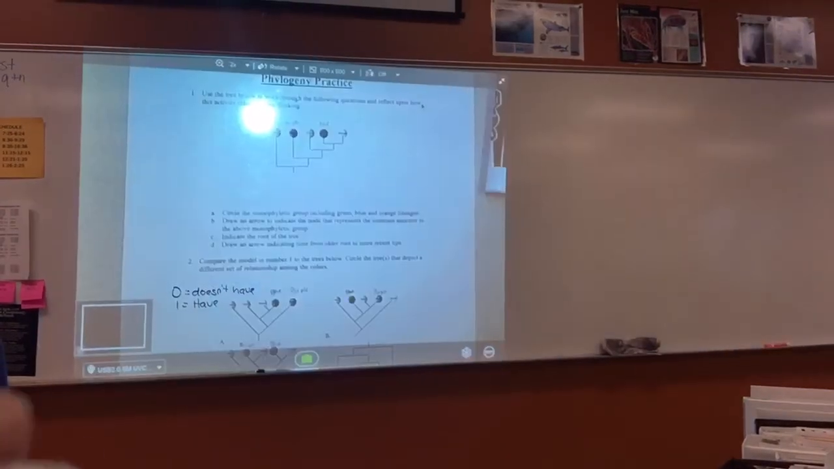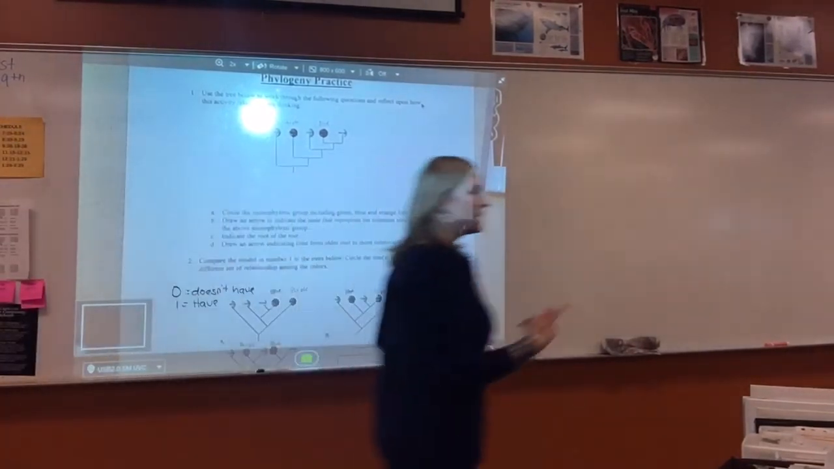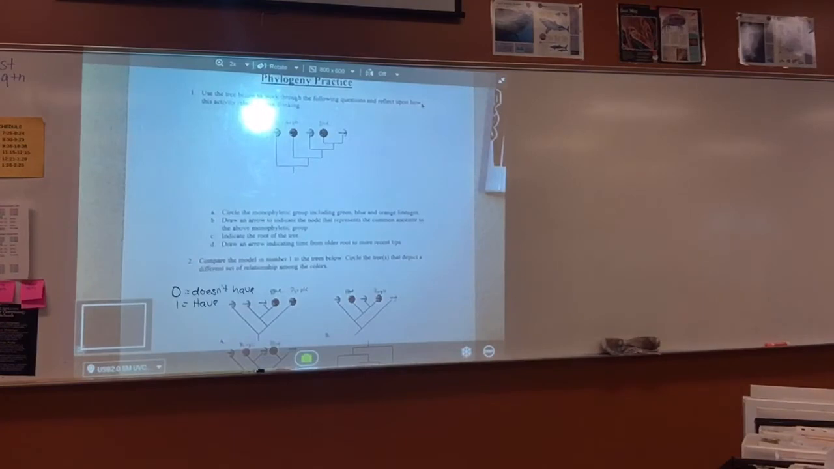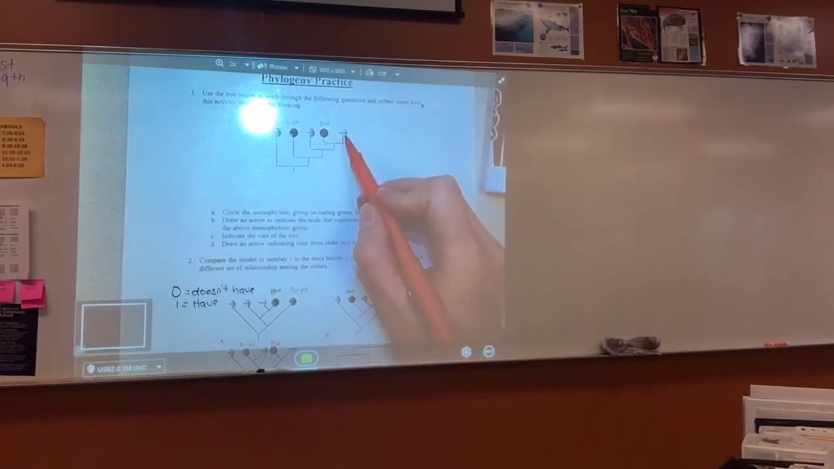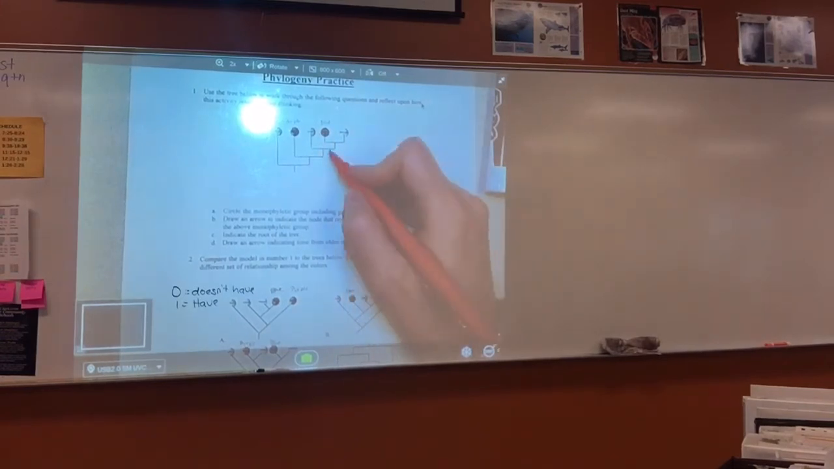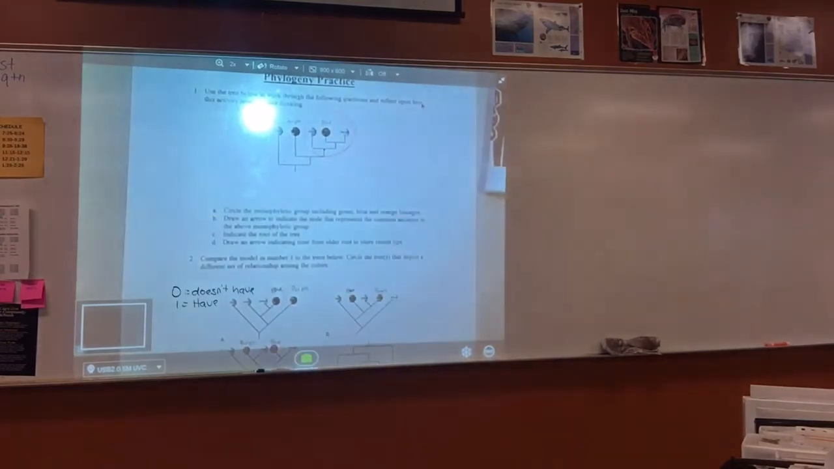All right, you guys, let's go over this. So for the green, blue, and orange lineages. So here they are right here. And so monophyletic group means that you have those organisms and it has to include their common ancestor. The common ancestor is here. So let's just go back like that. Okay?